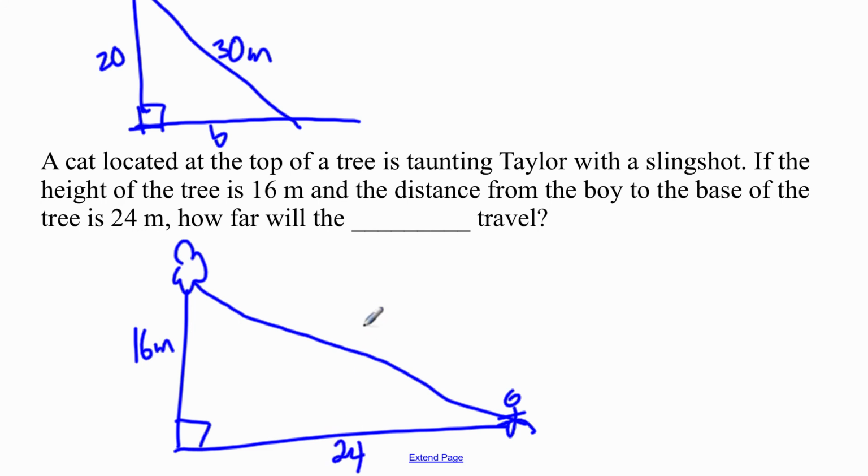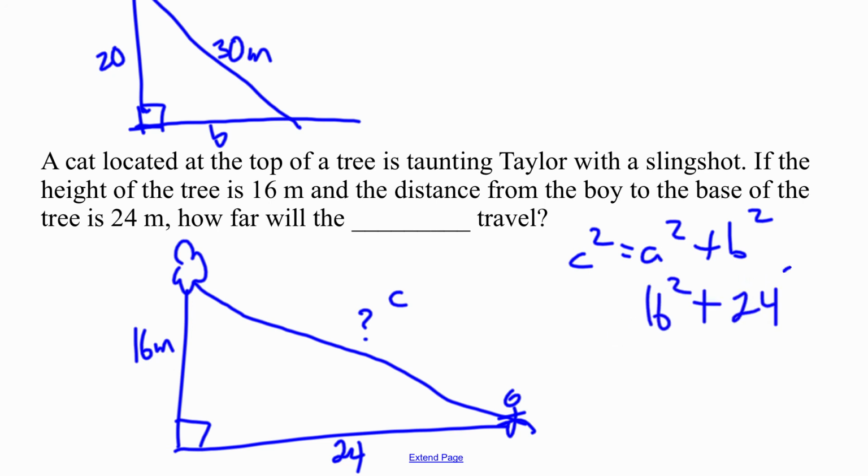And they want to know how far the catnip will travel. There we go. So this side here is the hypotenuse. That'd be like c. C squared equals a squared plus b squared. A maybe is this side, so 16 squared plus 24 squared. Add them up, take the square root, you get c.